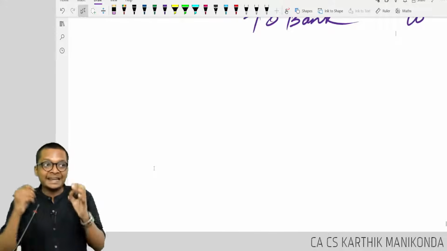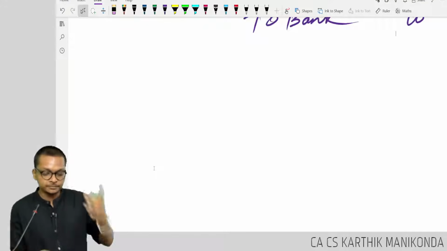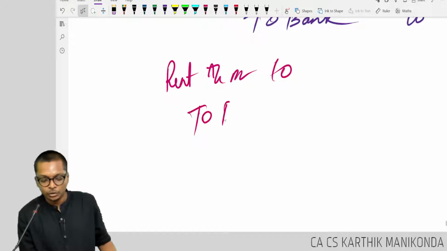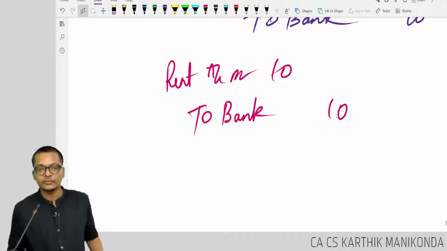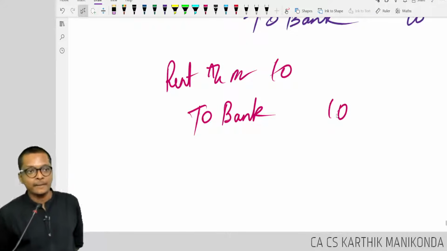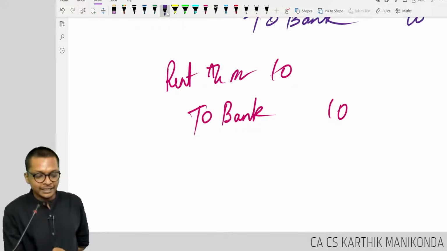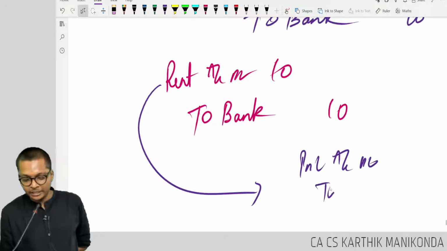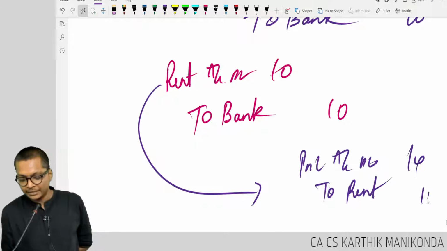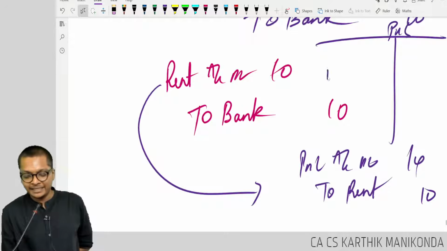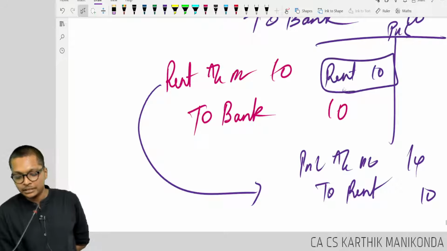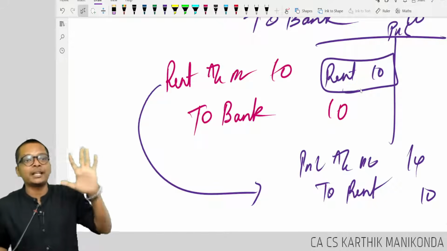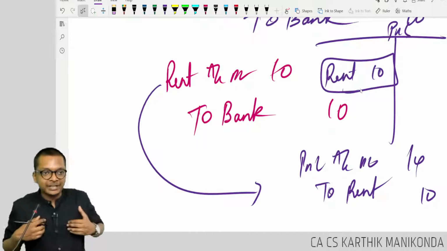Normally, when you pay rent, what is the entry? 10 rupees rent. Rent account debit 10, to bank how much? After this, what will you do at the year ending? At year ending, this rent will be transferred where? P&L. Excellent. P&L account debit to rent 10. In my P&L debit side, I will write rent as 10. Correct? That means every expense should be transferred to my P&L account or I should transfer to my reserves.